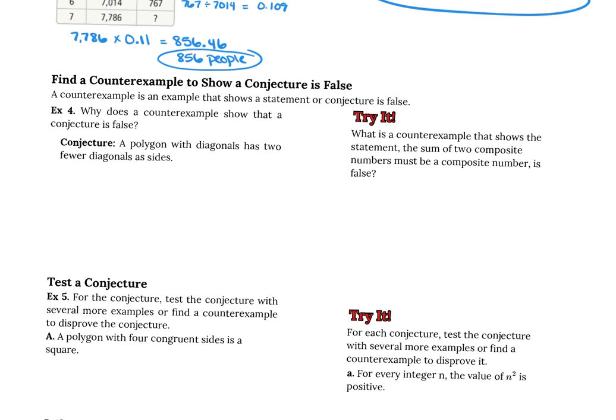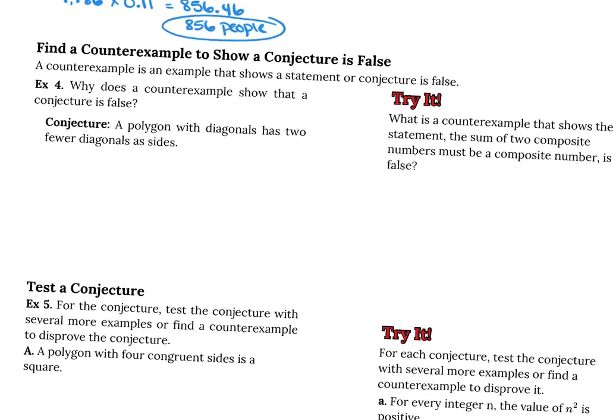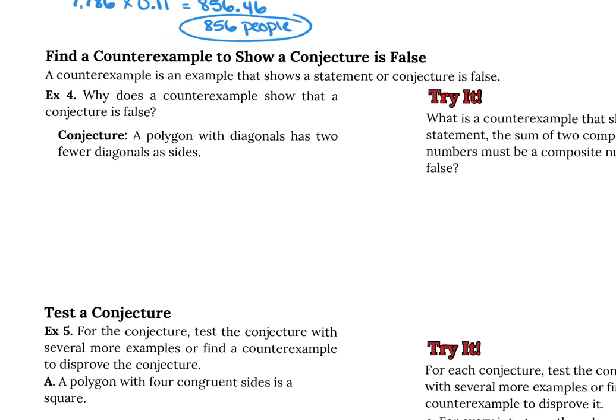All right, next, we want to find counterexamples to show a conjecture is false. So we're trying to find some information that will prove that our conjecture is false. Okay, so our conjecture is that a polygon with diagonals has 2 fewer diagonals than sides. All right, so let's start thinking of some different polygons. So if I have a 4-sided, that would give me 2 diagonals.